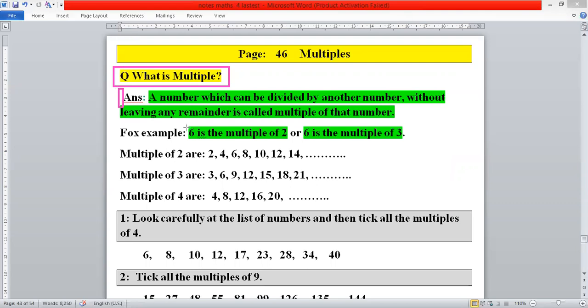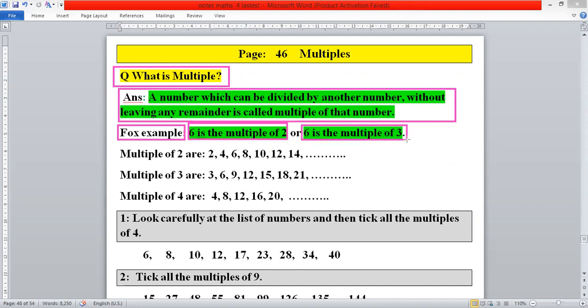Dear student, this is the definition of multiple. The definition is a number which can be divided by another number without leaving any remainder is called multiple of that number. For example, 6 is the multiple of 2, or you can say 6 is the multiple of 3, 4 is the multiple of 2. So if you want to verify how 6 is the multiple of 2, just divide 6 by 2.